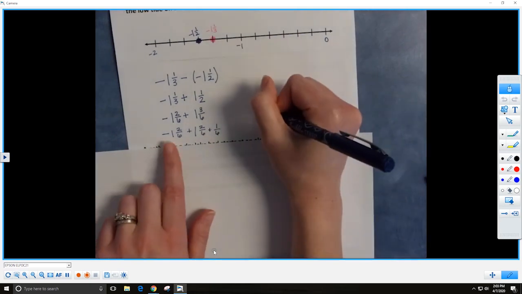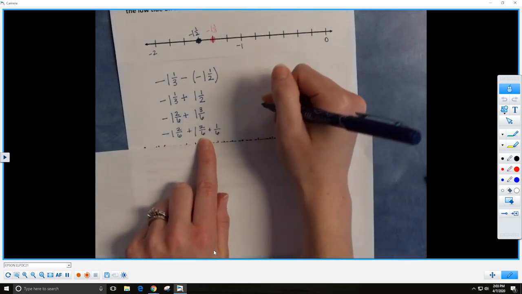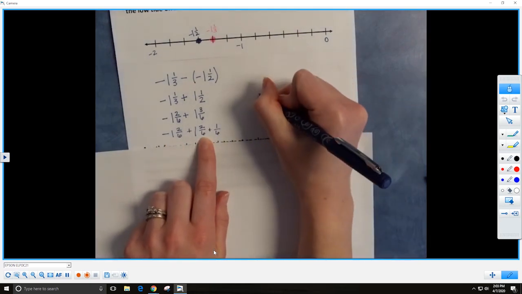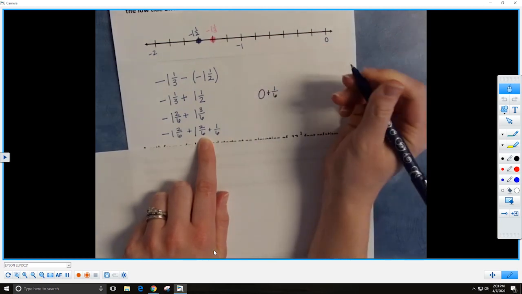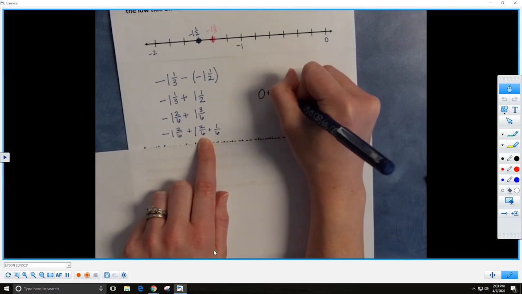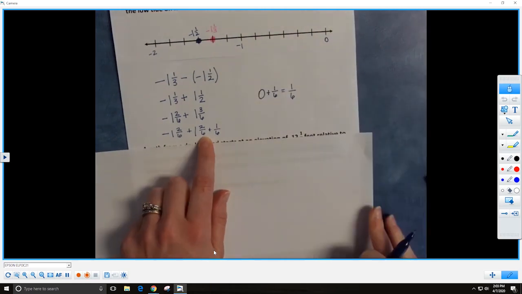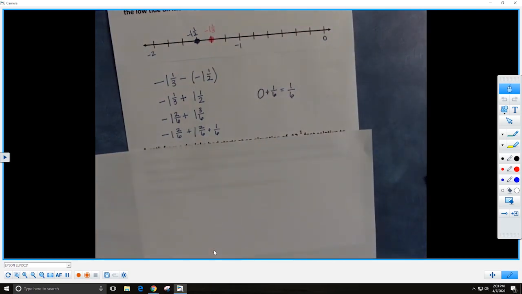I'm going to come over here. So -1 2/6 plus 1 2/6, they are the opposites of one another. They add to equal 0 plus that other 1/6 that I have, which equals 1/6. This means that the low tide on Tuesday is 1/6 feet higher.